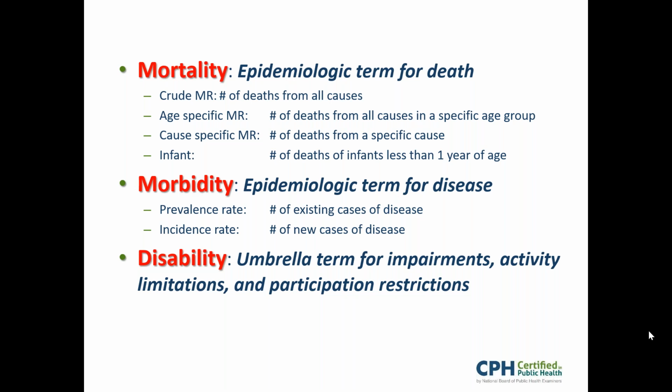Another common epidemiologic term is morbidity. This is the term that we typically use to describe disease. So prevalence rate, which we'll talk more about later, is the number of existing cases of disease or morbidity, and incidence rate is the number of new cases of disease or disability. Number of new cases of disease or morbidity. Disability is an umbrella term for impairments, activity limitations, or participation restrictions. Next slide, please.